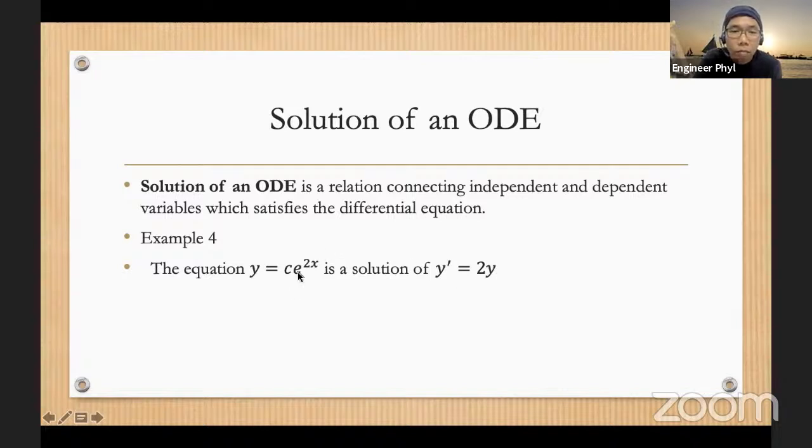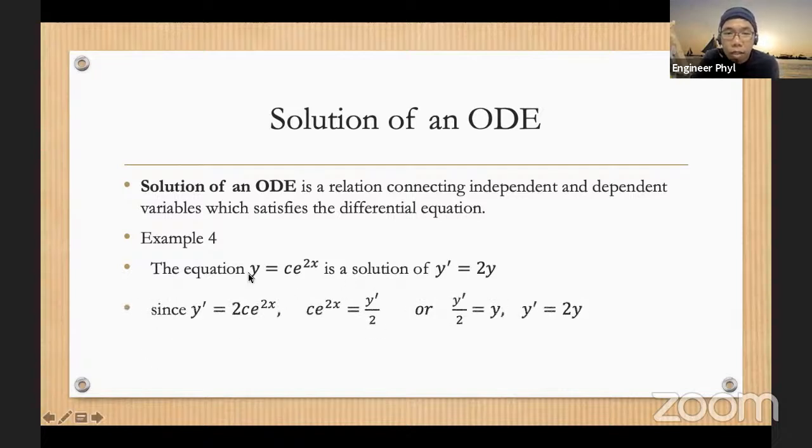Why is that? We have c here. C is an arbitrary constant. An arbitrary constant is any constant or any value. So it could be 1/2, it could be the square root of a number. Okay, so let's take a look at this example.